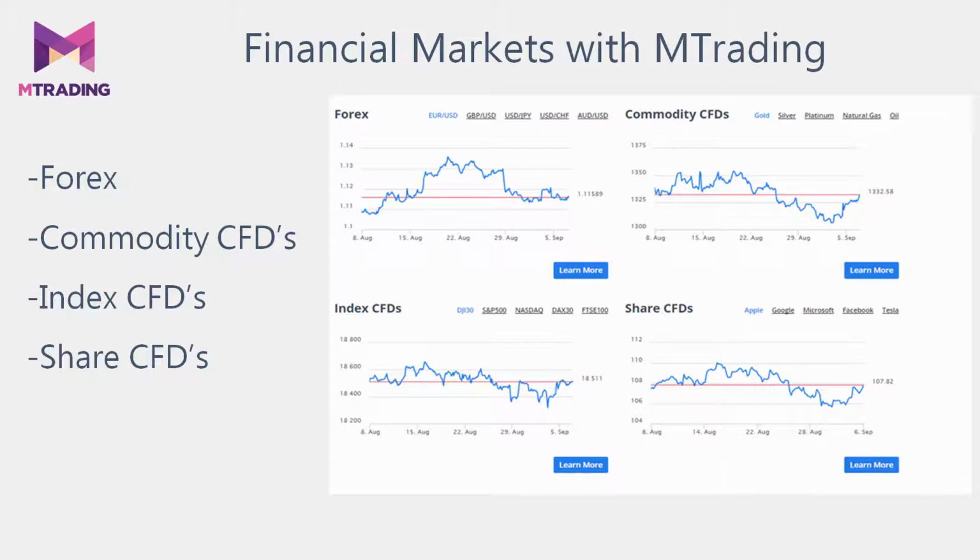For example, DAX 30 is a German blue-chip stock market index consisting of the 30 major companies trading on the Frankfurt Stock Exchange. Then we have the S&P 500, also known as the Standard & Poor 500, which is an American stock market index based on the market capitalization of 500 large companies having common stock listed on New York Stock Exchange or Nasdaq.